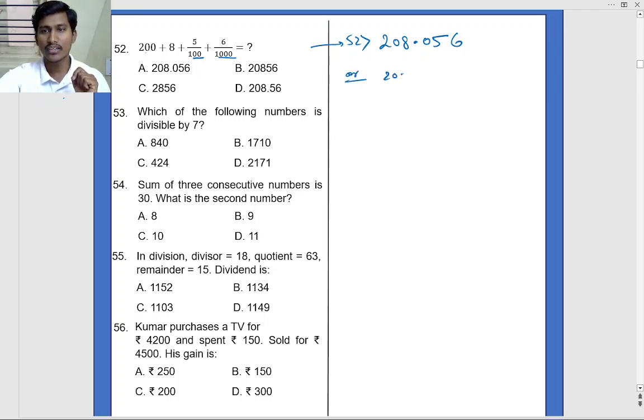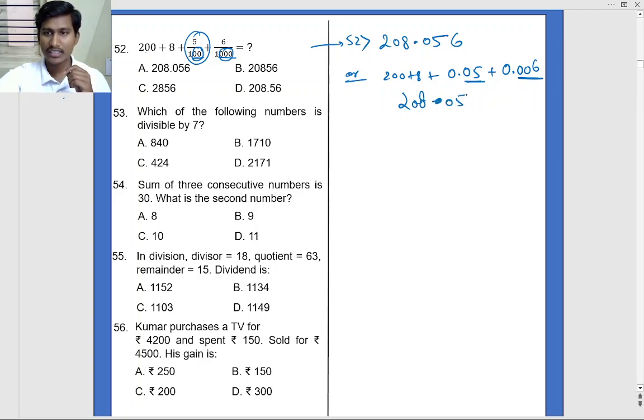That is 200 plus 8 plus 5 by 100 means 0.05. 2 decimal places for 2 zeros here. Okay. Then 6 by 1000 is there. So 3 zeros means how many decimal places? 3. 0.006. That is 3 decimal places. So then you add it, you will get the same answer. 200 plus 8 is 208, and then next is 0.05, and then 6, will be the answer. That is option A here.